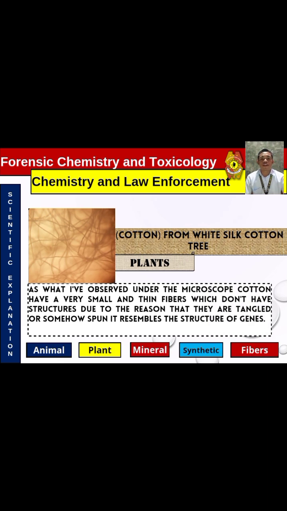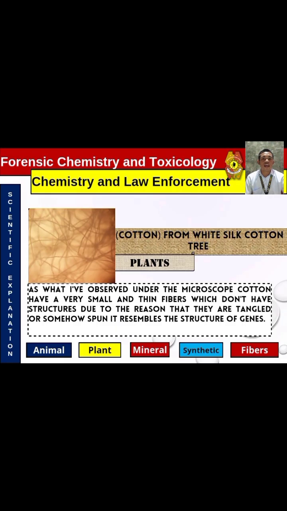As what I've observed under the microscope, cotton has very small and thin fibers which do not have structures due to the reason that they are tangled or somehow spun. It resembles the structures of jeans.